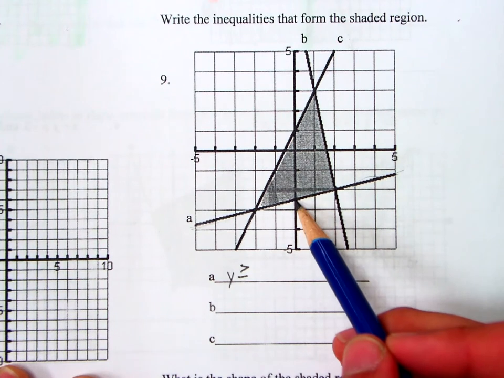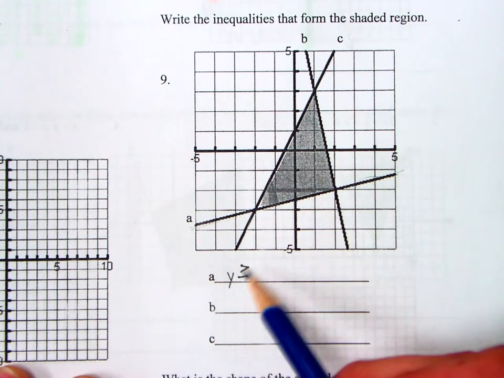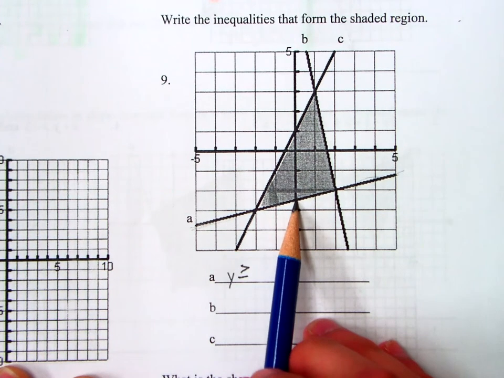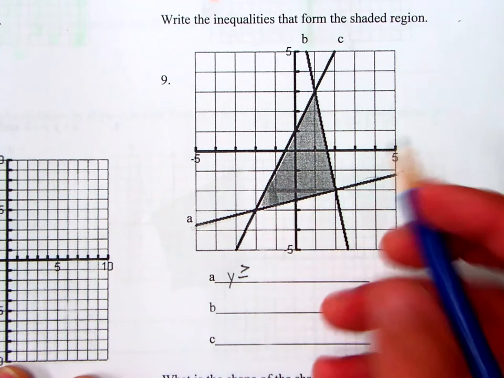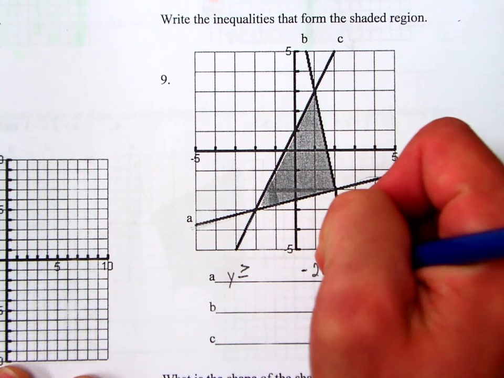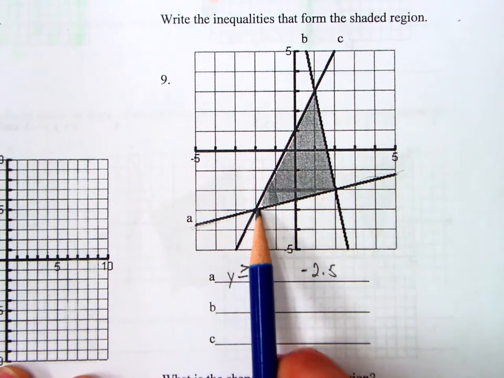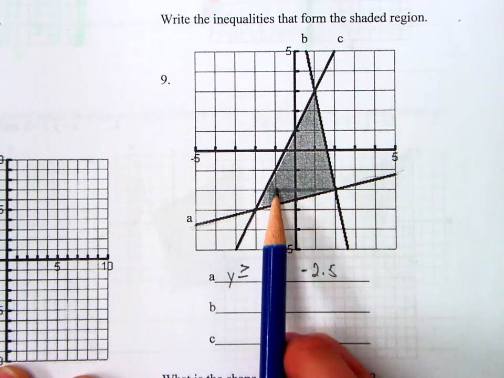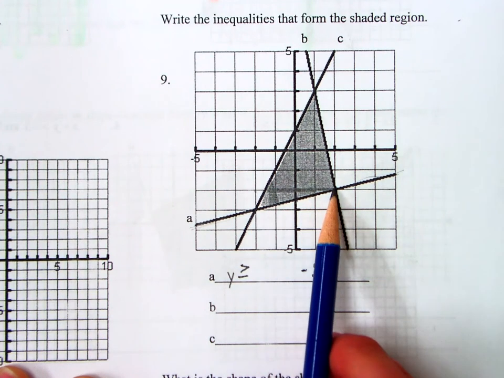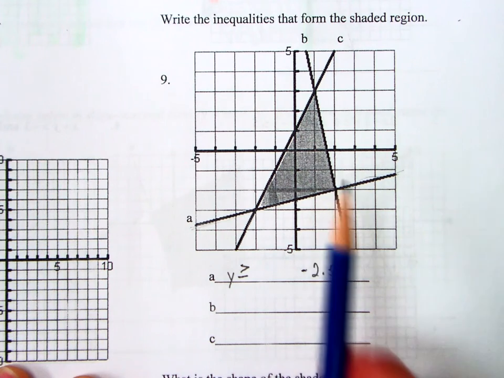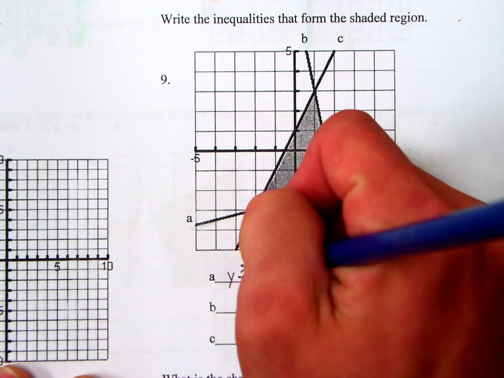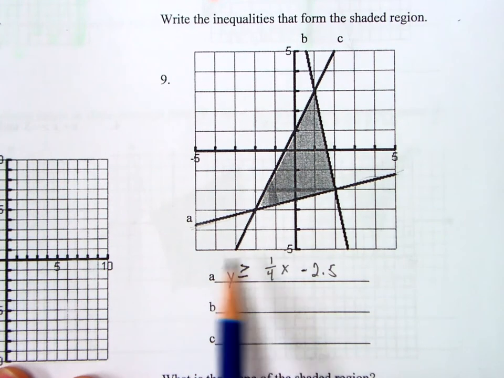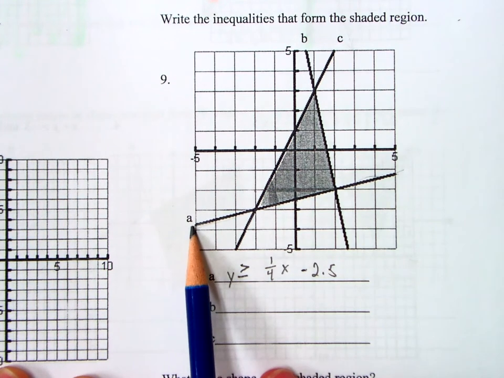Now what's the expression representing this line? So looks like it intersects the y-axis at -2.5, so I'm going to put that -2.5 for a y-intercept. And what's my slope? Well, it looks like for every time it goes up 1, it goes over 1, 2, 3, 4. So every time it goes up 1, it goes over 4. So up 1 over 4x. So there's my inequality for A.